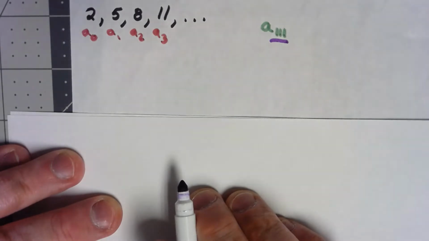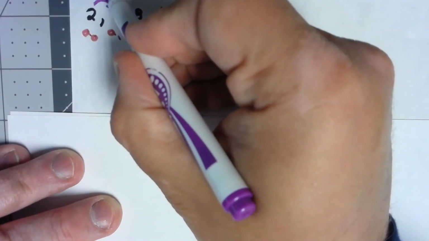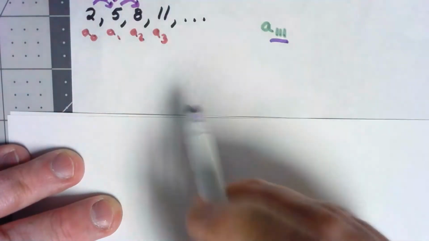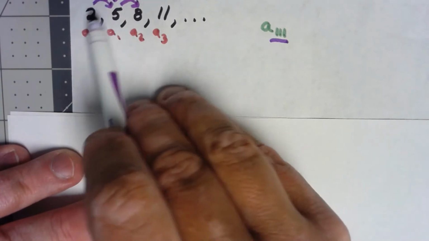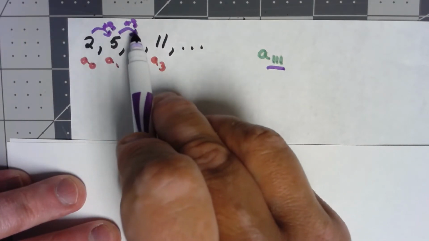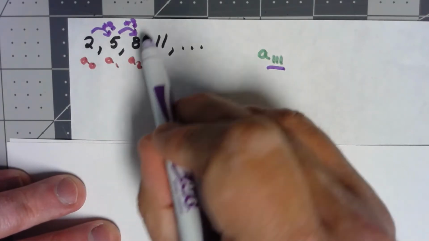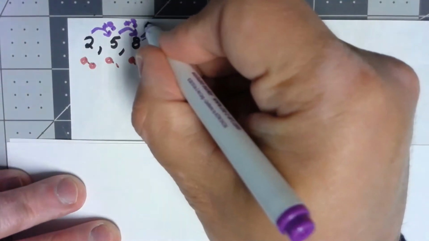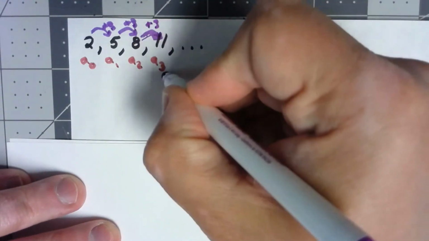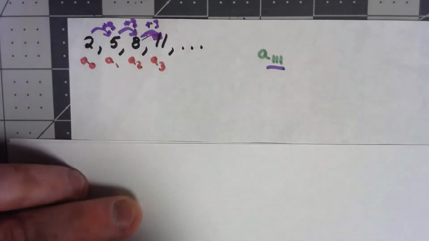In this case, it's pretty easy because since we're adding 3 each time, the index actually says how many total times I've added 3. For A1, I've ended up adding 3 once. To get to the next one, A2, I add 3 again, so I've added 3 a total of twice. To get to the 11, I add a third 3, so again, I've added 3 three times in total. So that means that, in this case, my formula is pretty simple.